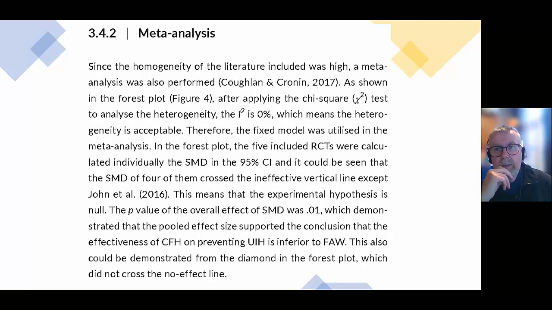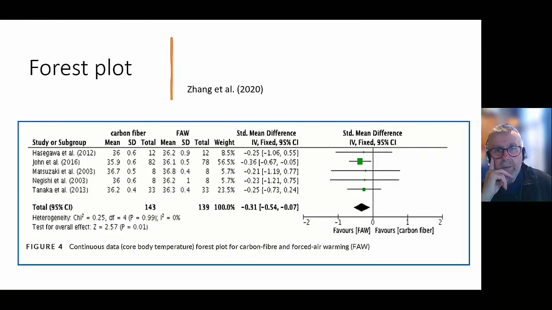Okay, finally onto their meta-analysis proper. Some technical details in this respect are given, which I will explore in greater detail in my video for this series. But their overall message was that when all 5 papers were taken together, the forced air warming, the FAW, is considered superior to the carbon fibre heating, the CFH, in preventing unintentional intraoperative hypothermia, UIH. And here is their forest plot summarising the results of their meta-analysis.